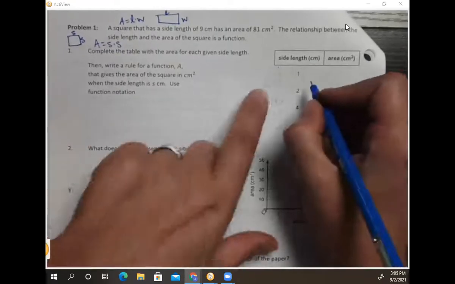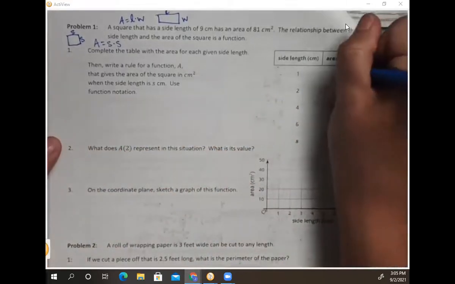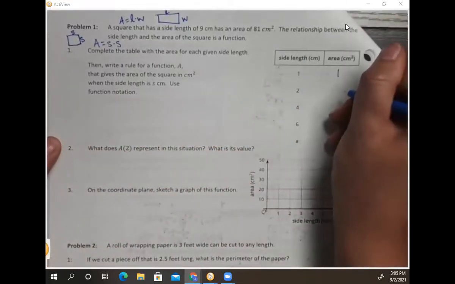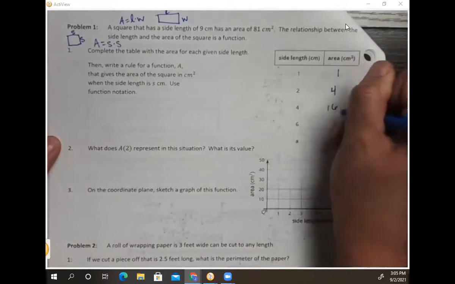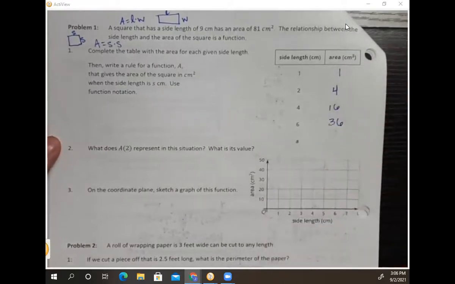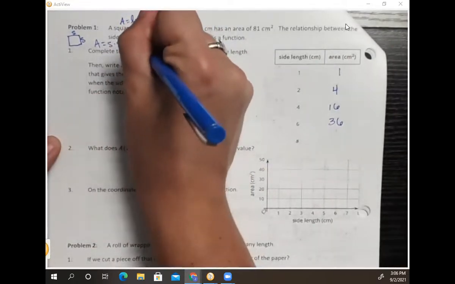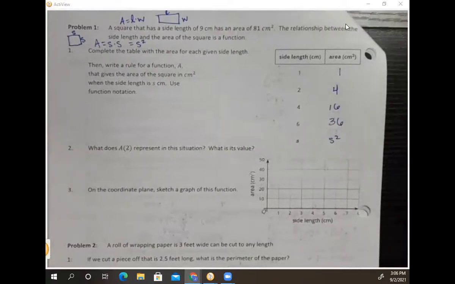Okay. So now, what if I have a square with a side length of 1? What would be my area? 1. What if its side length is 2? 4. If its side length is 4? If its side length is 6? What if its side length is S? Very good. S times S, we could write as S squared. So if I want to leave it in general terms, for whatever my side length is for my square, I could say the area is going to be S squared, that side length squared.